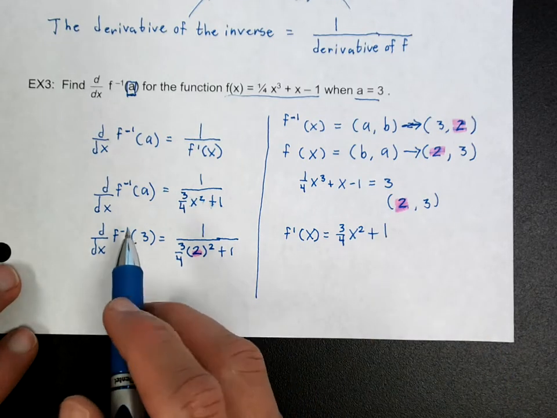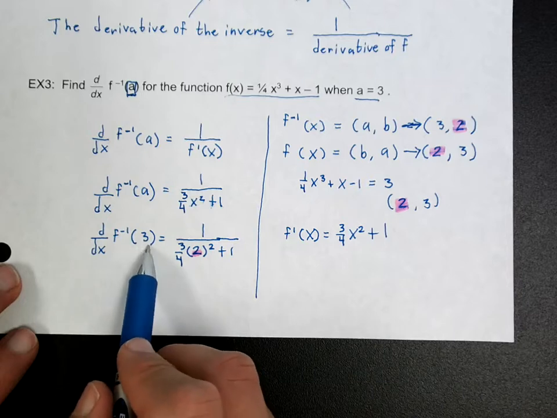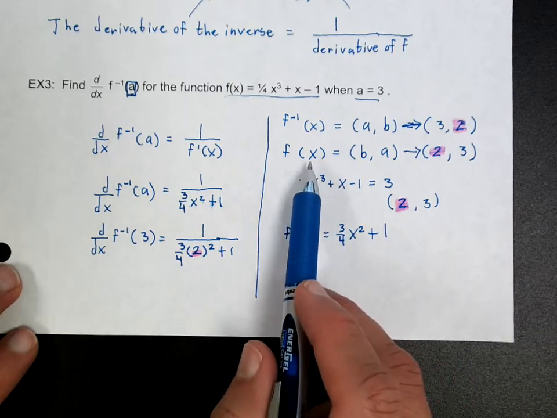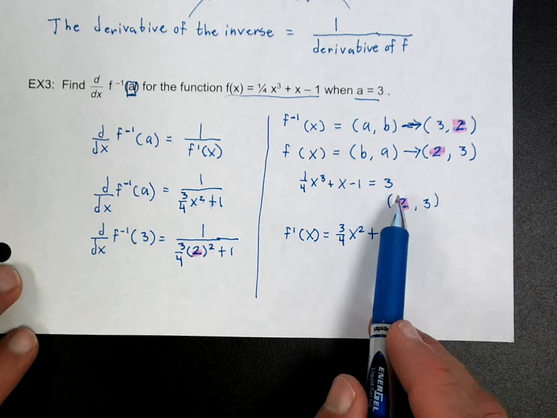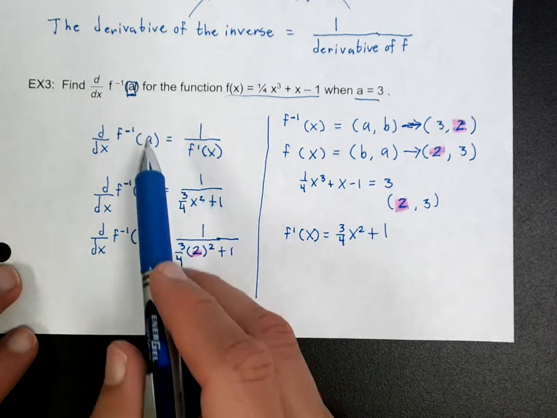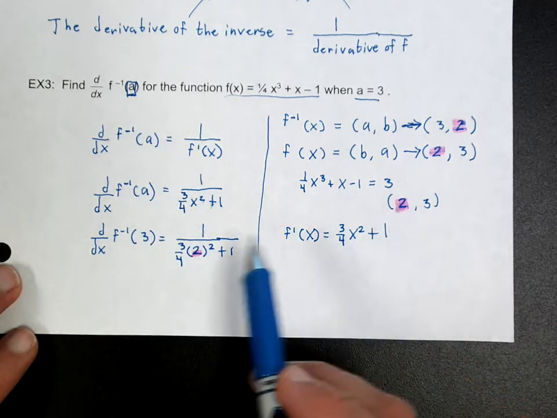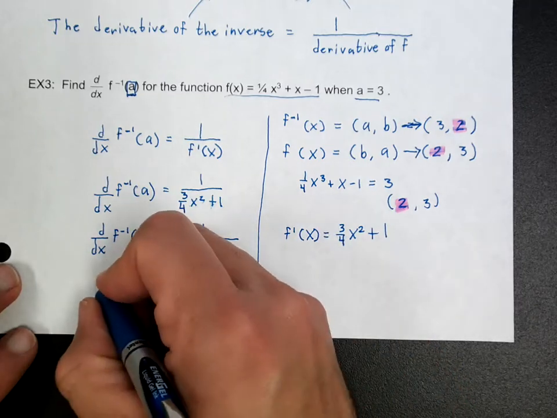The only trick to this is that if it's asking you for one point here, you have to go to f of x and do what I did here, which is set that equal to that number that is given to you, and then solve for x. Alright, so now I can solve this.